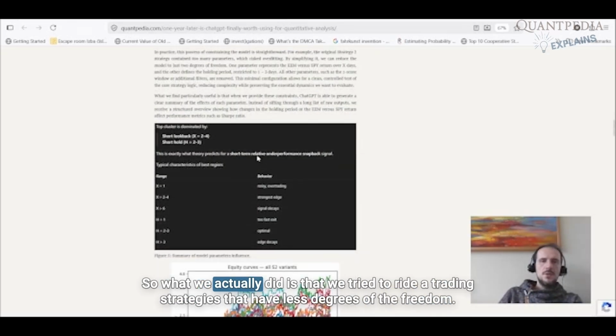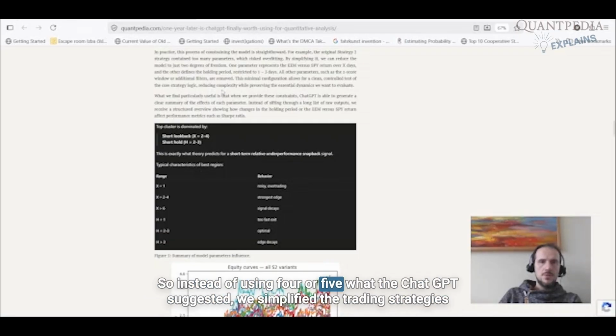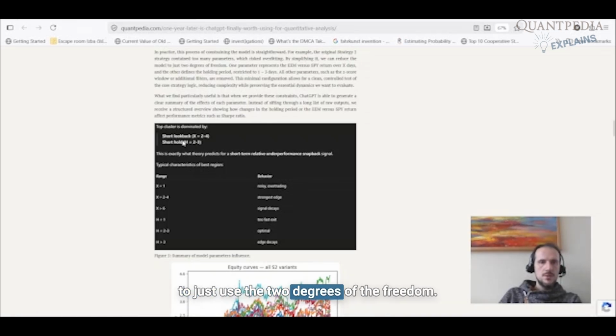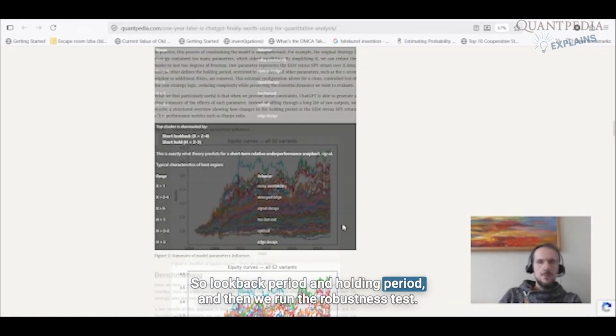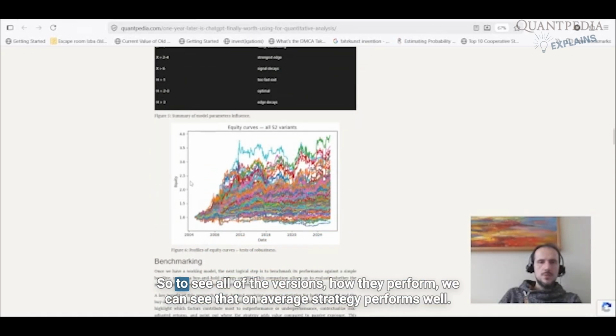So what we actually did is that we tried to write trading strategies that have fewer degrees of freedom. Instead of using the 4 or 5 that ChatGPT suggested, we simplified the trading strategies to just use 2 degrees of freedom, the lookback period and the holding period. And then we ran the robustness test, to see how all of the versions perform. We can see that on average, the strategy performs well.